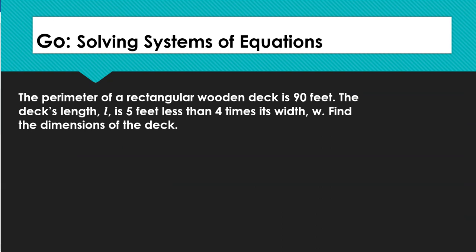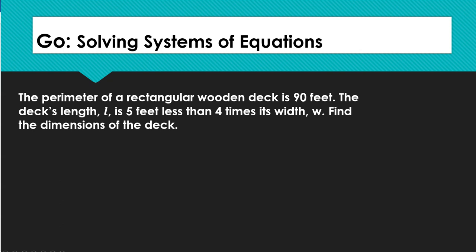In the Go section, you're solving systems of equations. Recall that we can solve systems of equations by substitution, elimination, or graphing. Let's look at an example. The perimeter of a rectangular wooden deck is 90 feet. The deck's length, L, is 5 feet less than 4 times its width, W. Find the dimensions of the deck.